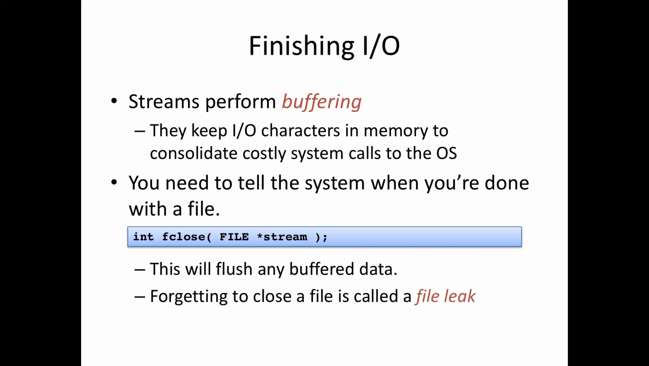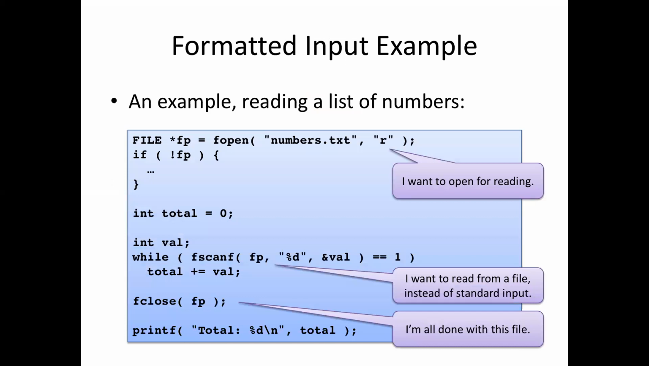For a file, if stuff is buffered in memory, it might not get written out to the file until you close the file with fclose. So be careful with any file that you open. You want to think about where you're going to eventually close it, because if you don't, that's called a file leak. And if you keep opening files and never closing them, you might not be able to open any more files. I've got an example program for that in just a moment.